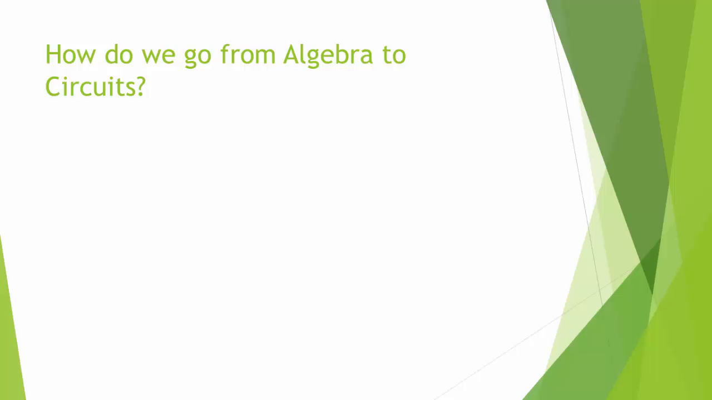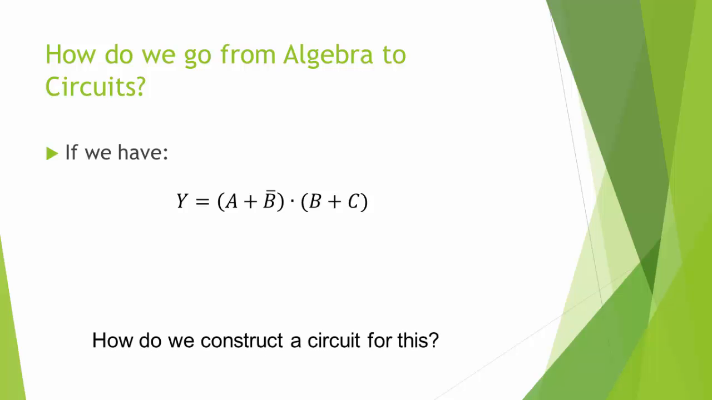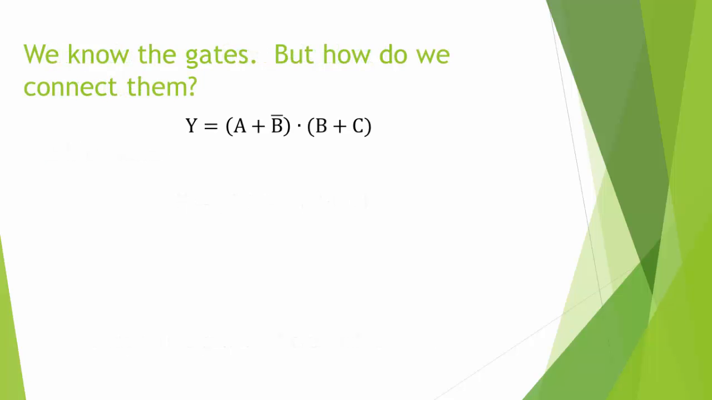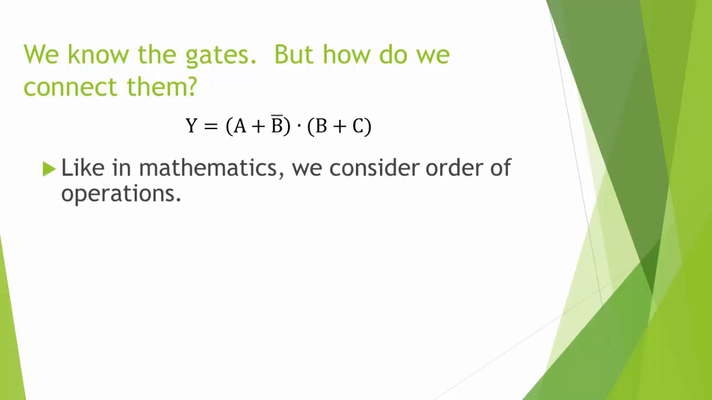So now the question becomes, which one's right? And really, this is the topic of today's discussion. How do we go from algebra to circuits accurately? And if we have something like this, A or not B, and B or C, the question is, how do we construct a circuit for it? By extension, of course, we're saying, how do we predict the output for it? But we'll get there.